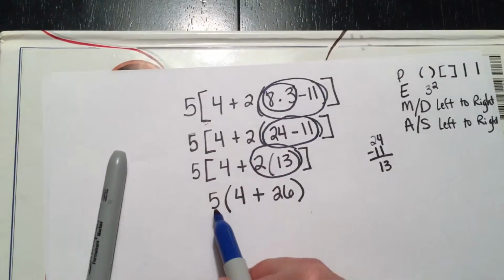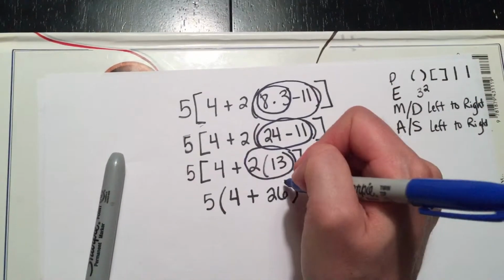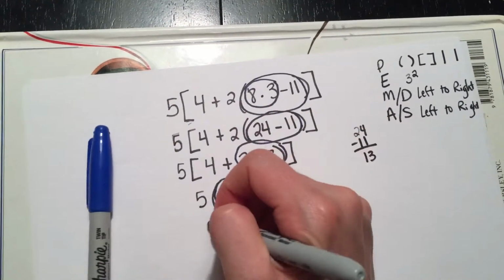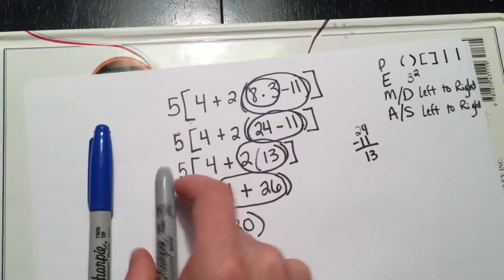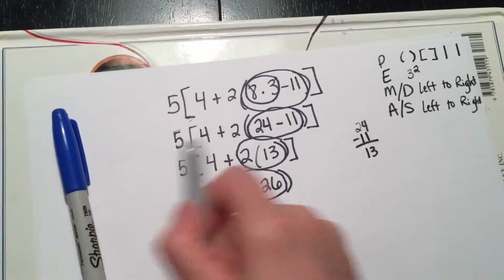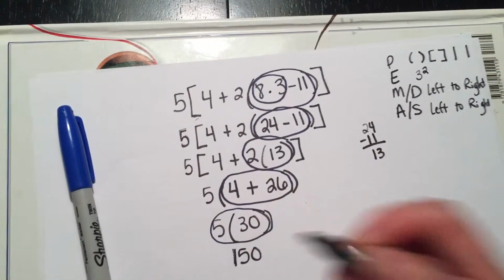Okay, now I see that I have multiplication or I have parentheses. Well, I know parentheses come first. So I'm going to do what's in the parentheses first. And last but not least, I know that when a number is next to a parenthesis, it means multiply. So 5 times 30 is 150.